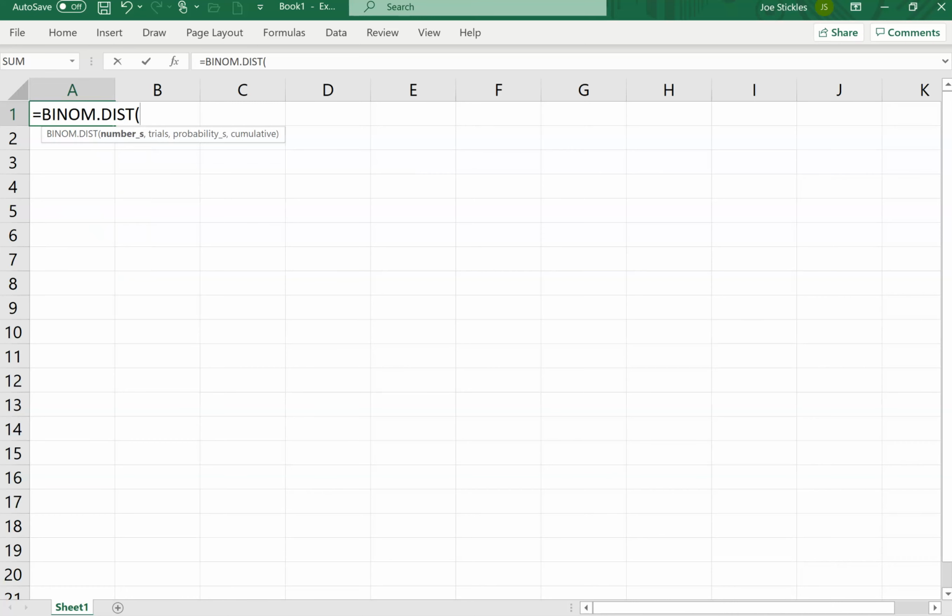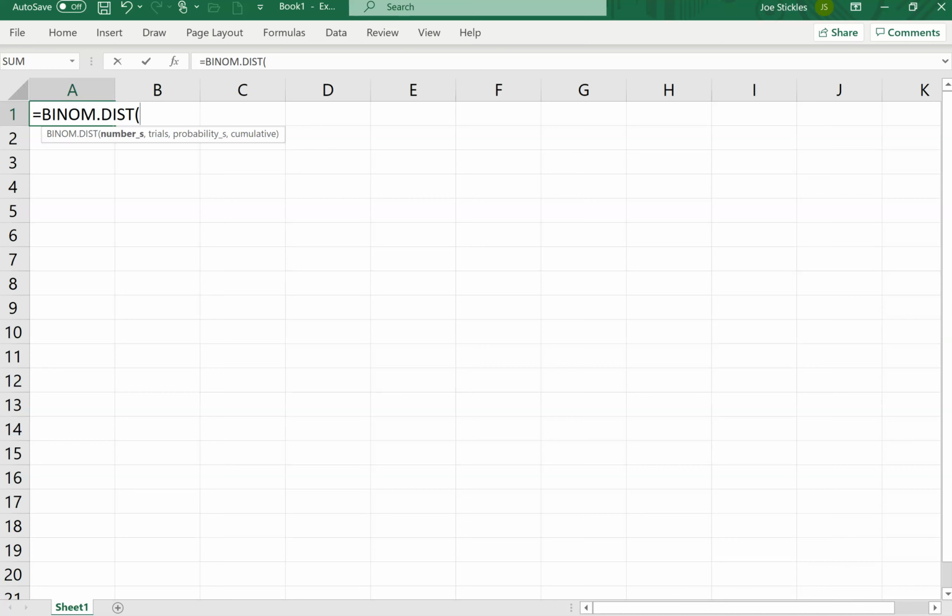Binom. All right, so then it asks for, the syntax has number that you're looking for, so this is number of successes. The next part is number of trials. Next part is probability of success, and the last part is whether or not you're doing cumulative. So it's got 4 pieces to it.